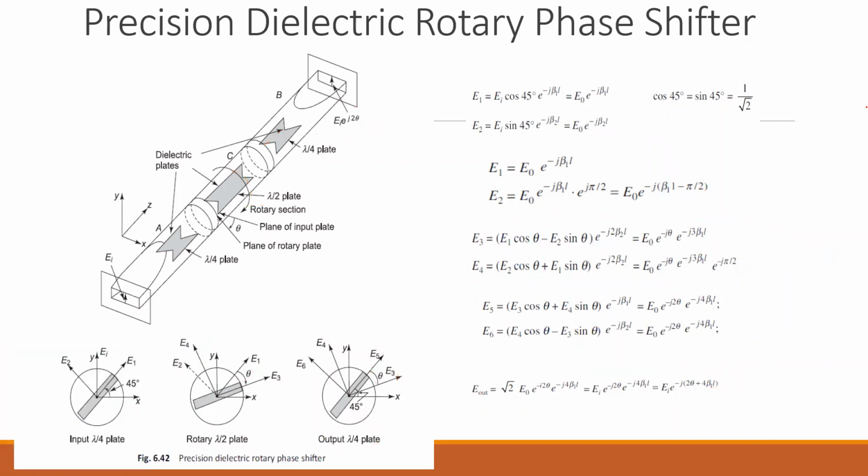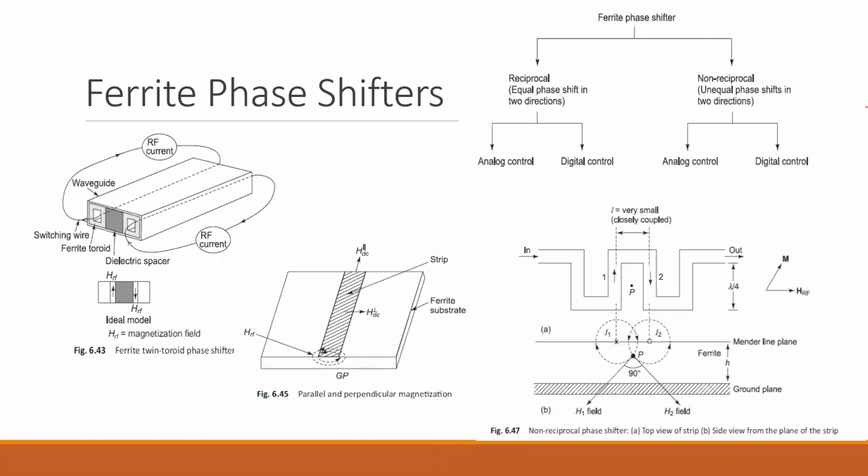This is the precision dielectric rotary phase shifter that we are observing. Next comes the ferrite material. We can introduce phase shifts in the signals using the ferrite material, which is nothing but a magnetic material.